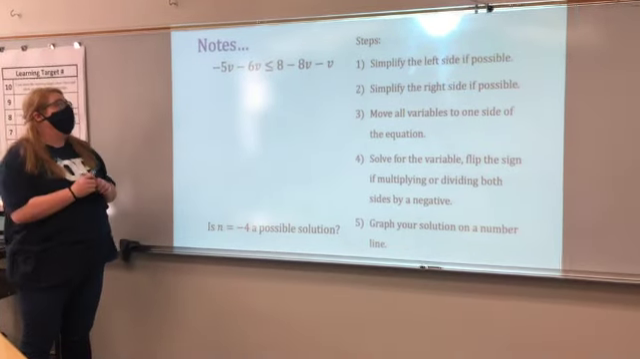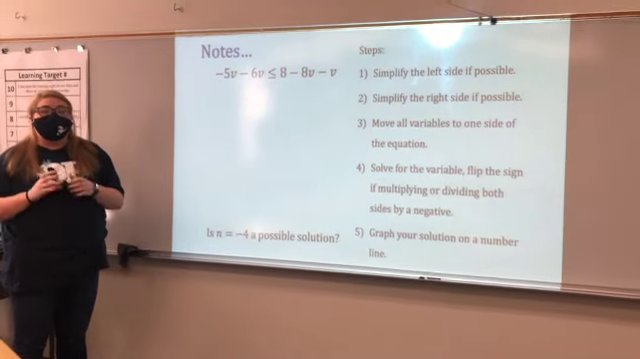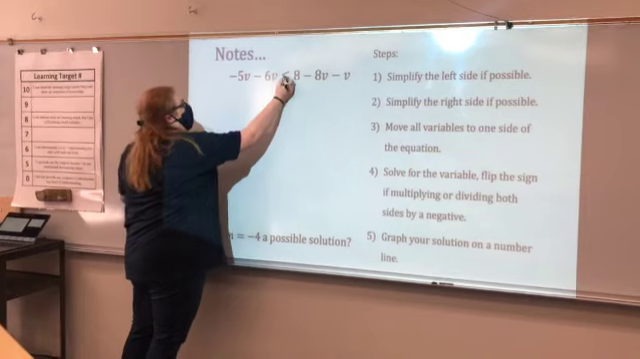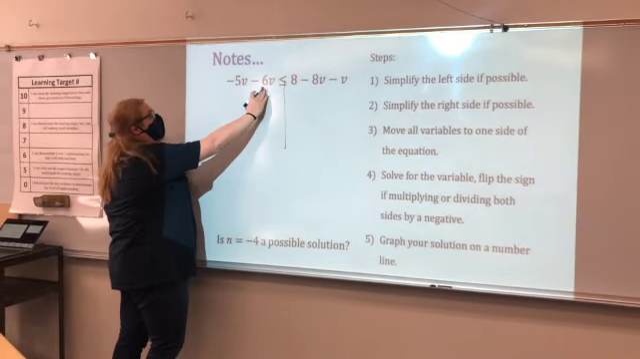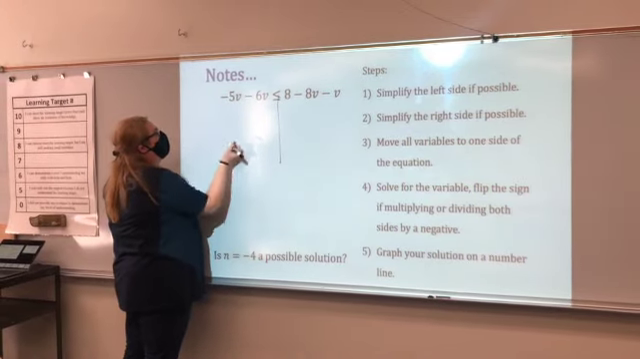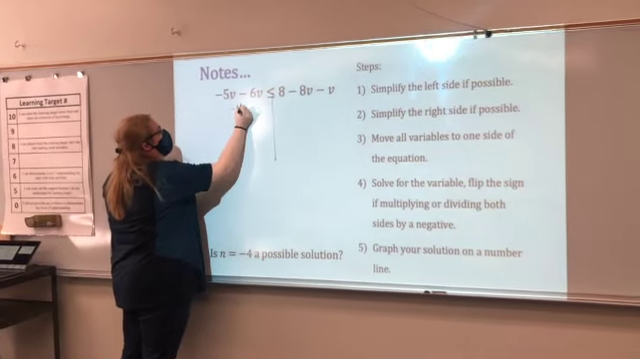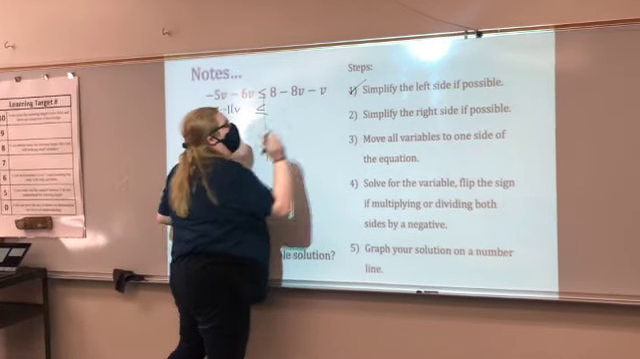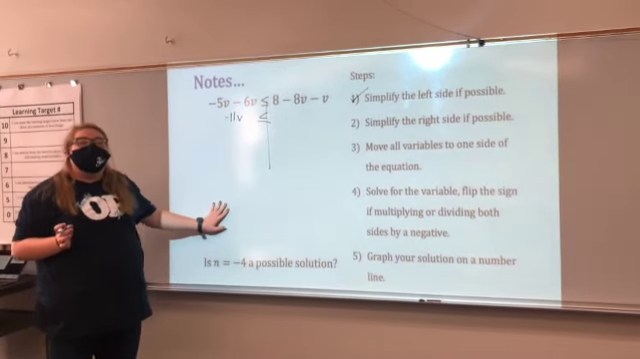Okay, so just like in the last problem, we're going to start by simplifying the left side if we can. On this side, we have negative 5v minus 6v. So we have two v's, and we can go ahead and combine those. Negative 5 and 6 is negative 11. Keep our sign the same. So now we've simplified the left side. We need to see if we can simplify the right side.